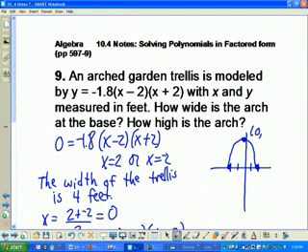So it's just solving equations in polynomial form, in factored form. Remember, you set it equal to 0, set each factor equal to 0, and solve. And then if you graph it, we find the roots first, then we find the vertex, and then we plot those 3 points and draw a parabola through them.